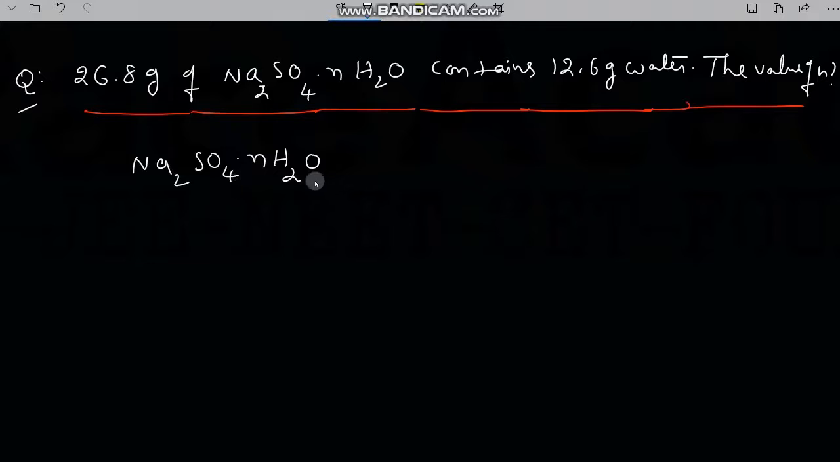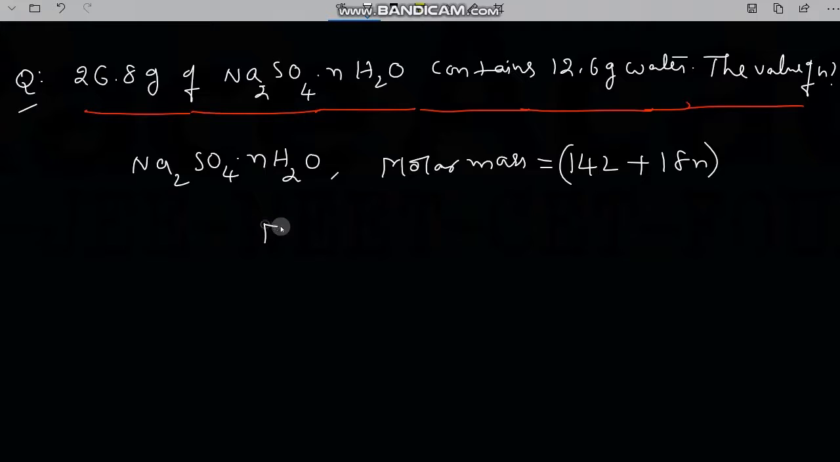In this, if you find the molar mass of it, sodium is 23, and sulfur and oxygen total is 96. All these things total we will get 142, plus 18n. This is the molar mass of this compound.